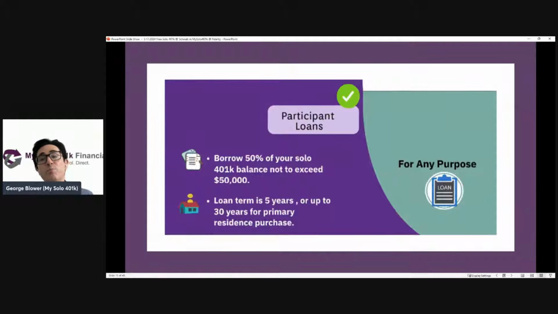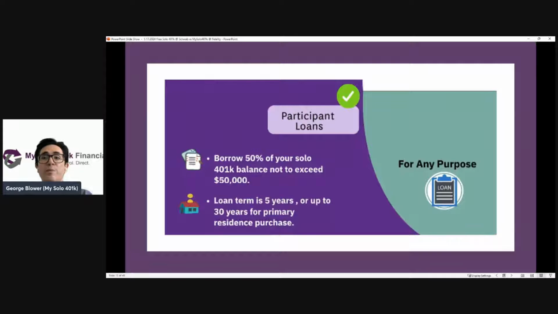Our plan supports participant loans. So this is where the individual can literally take the money out of their solo 401k, use it for any purpose whatsoever, and it's not going to be considered a taxable distribution as long as it's documented as a loan, which we handle as part of our service for no additional charge, and then paid back according to the terms. It would have to be paid back in monthly or quarterly payments.